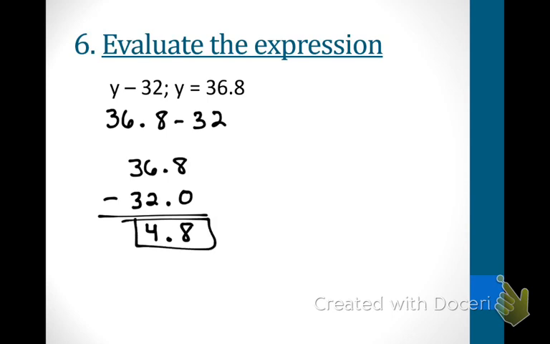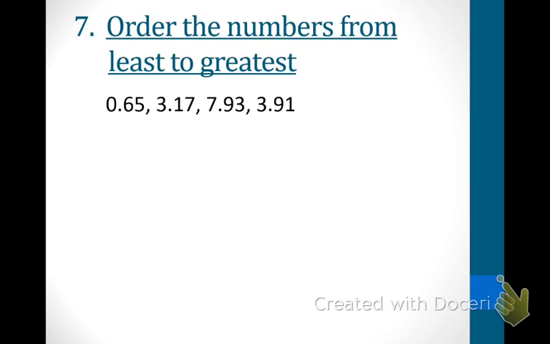Okay, so when you're evaluating expressions, you're just plugging in other numbers and then doing whatever the operation tells you to do. Number 7, order the numbers from least to greatest. When we are putting these in order from least to greatest, we're just going to go ahead and rewrite them because this helps us to be able to very clearly see which ones are in the ones, tenths, and hundredths places. So when you're on your quiz on Monday, I want to see you do this for your work shown.